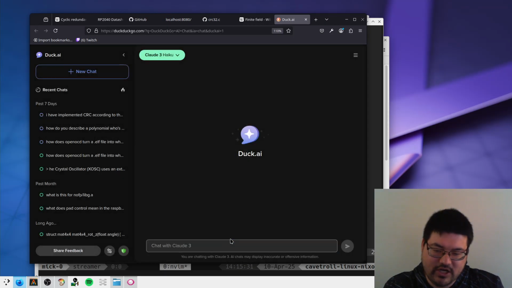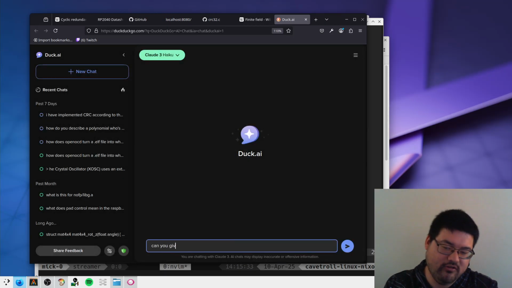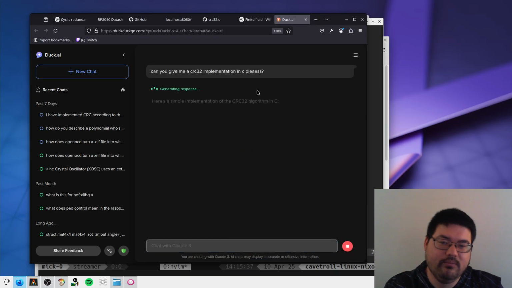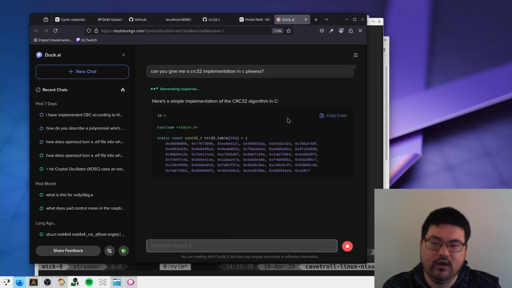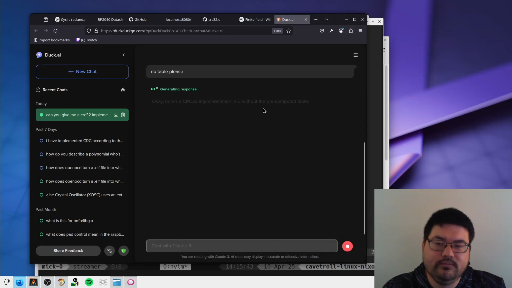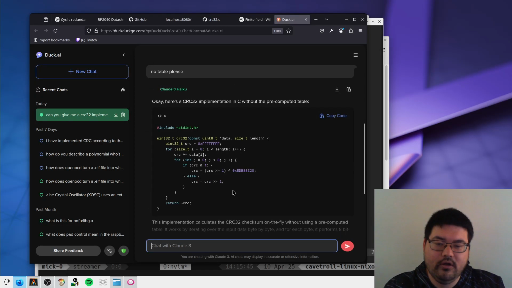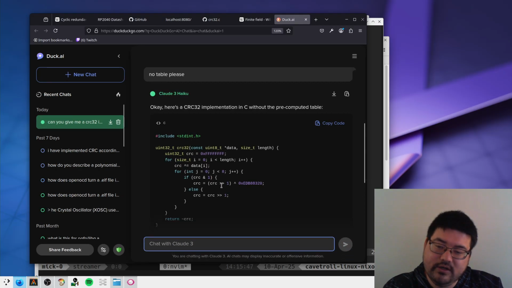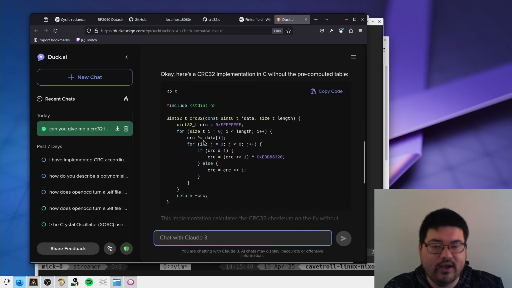Let's ask ChatGPT, can you give me a CRC32 implementation in C, please? Please. Can we stop it? No table, please. Okay. This is kind of more analogous to an implementation you would get instead.